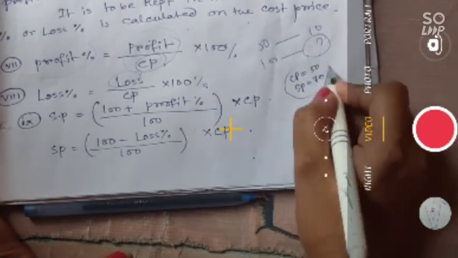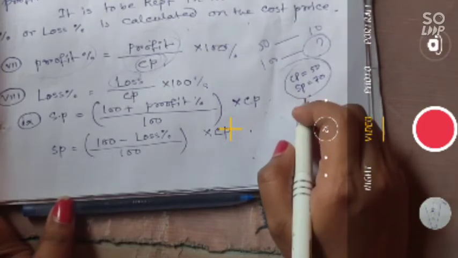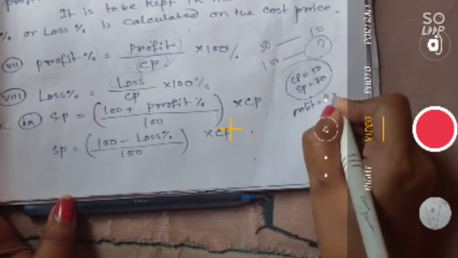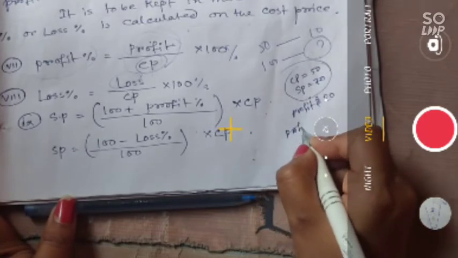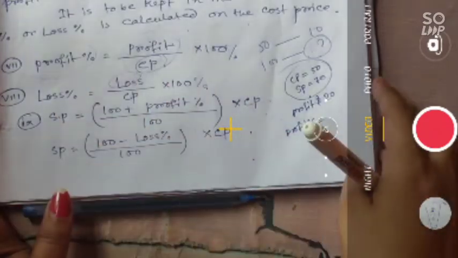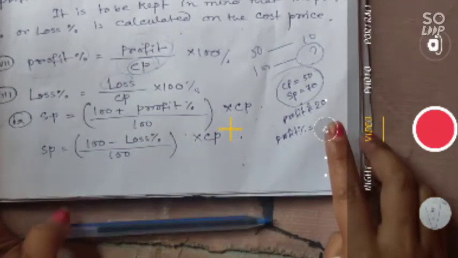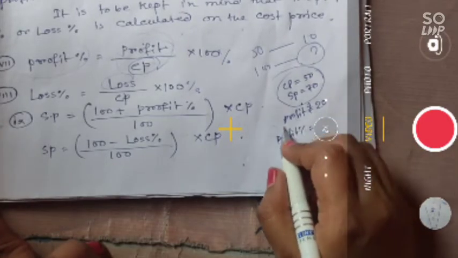So here you have to find out the profit percent. How can you find the profit percent? Here, what will be the profit? 20 rupees. So how will we find the profit percent? Who can tell me? I have told Bipasha. Bipasha, can you tell me? Okay, tell me. How can you find the profit percent?